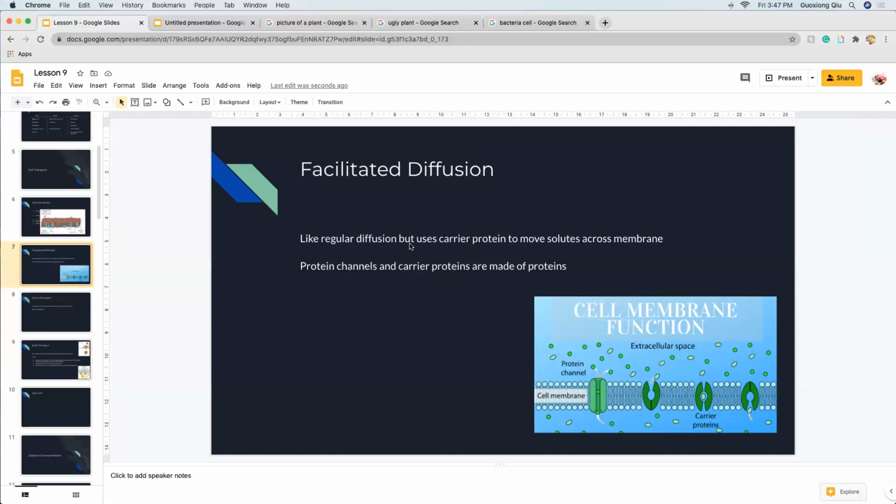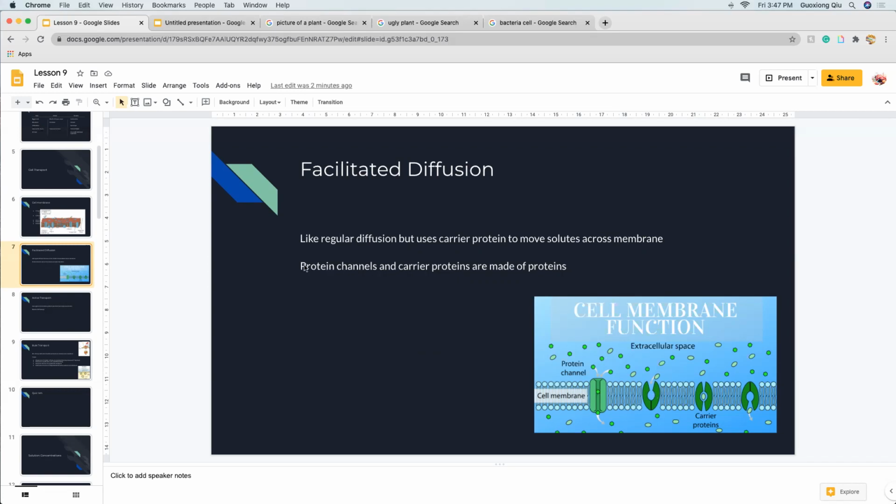So it's like regular diffusion, but uses a carrier protein. If you see here, this is a carrier protein, that is a protein channel. Carrier proteins allow a solute to go into it, it closes up, and it opens on the other side, and another solute goes to the other side. This is for solutes that your cell needs or doesn't need, depending if it's going in or out, that won't go through the protein channel. I can say it like that.